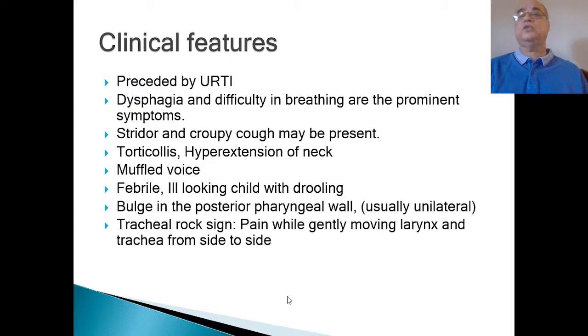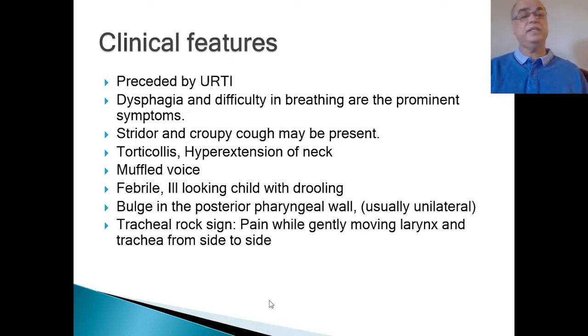So acute retropharyngeal abscess is usually preceded by upper respiratory tract infection, and usually it involves younger children, less than 5 years of age. Dysphagia and difficulty in breathing will be the prominent symptoms. Even stridor and croupy cough may be present. Hyperextension of the neck leading to torticollis.